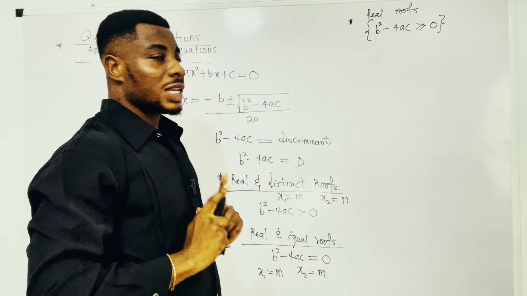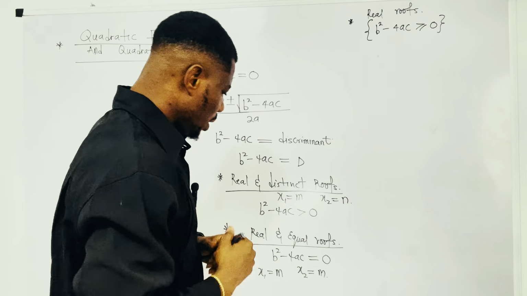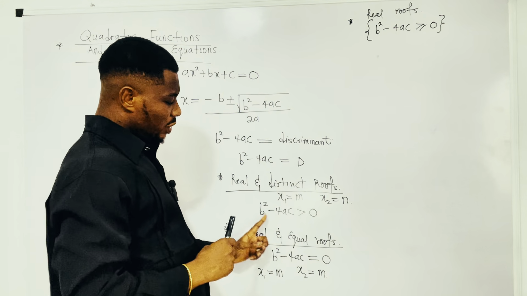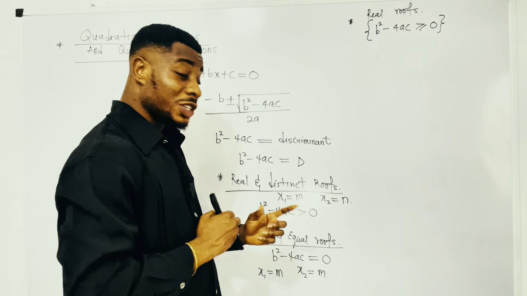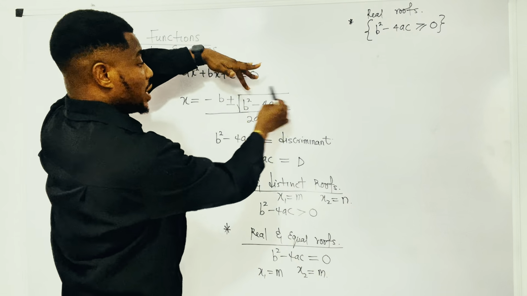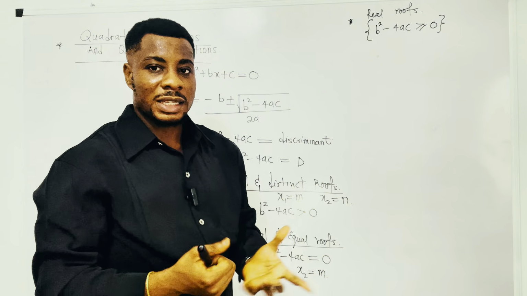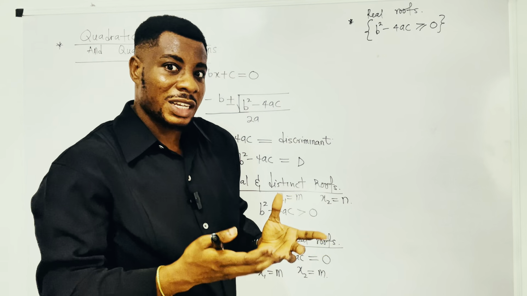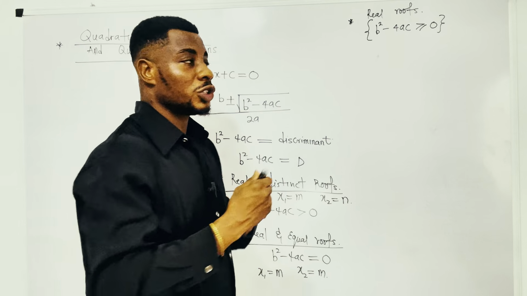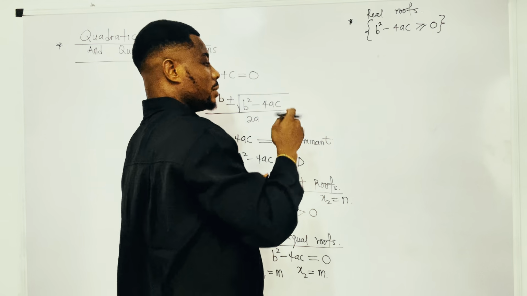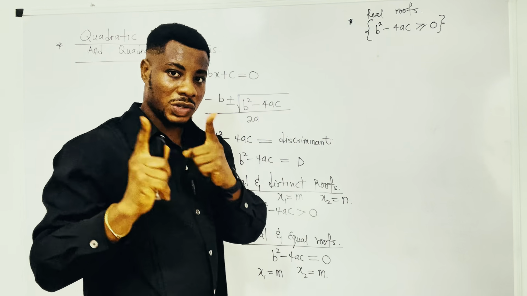Now, the last type of root is the complex root. When do I have a complex root? I will have a complex root when b squared minus 4ac gives me a negative number. Remember that we have a square root here, so the square root of a negative number gives me a term that cannot be defined as a real number. It gives me a complex number. In my section on complex numbers, I will teach you what we can use to express the square root of a negative number. I will show it to you, so just stay tuned.